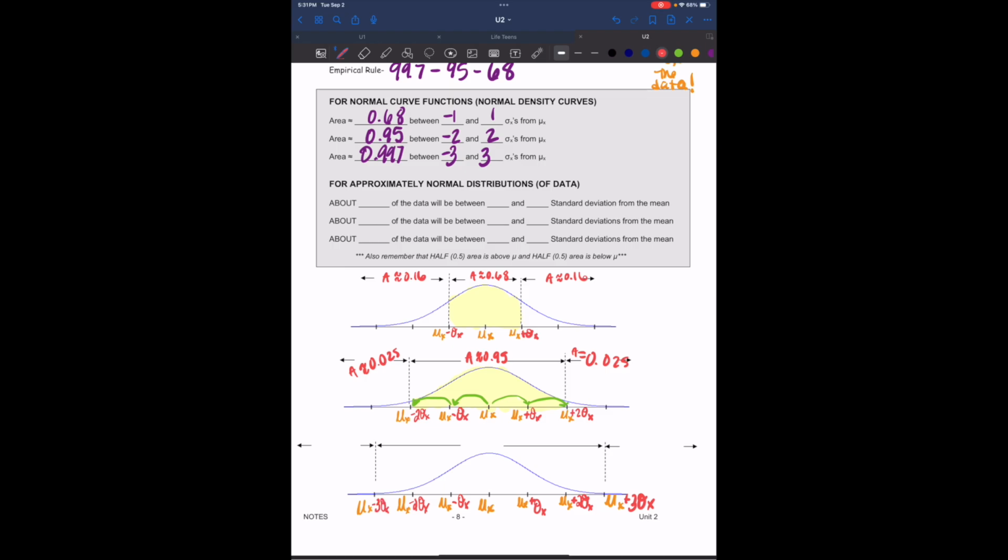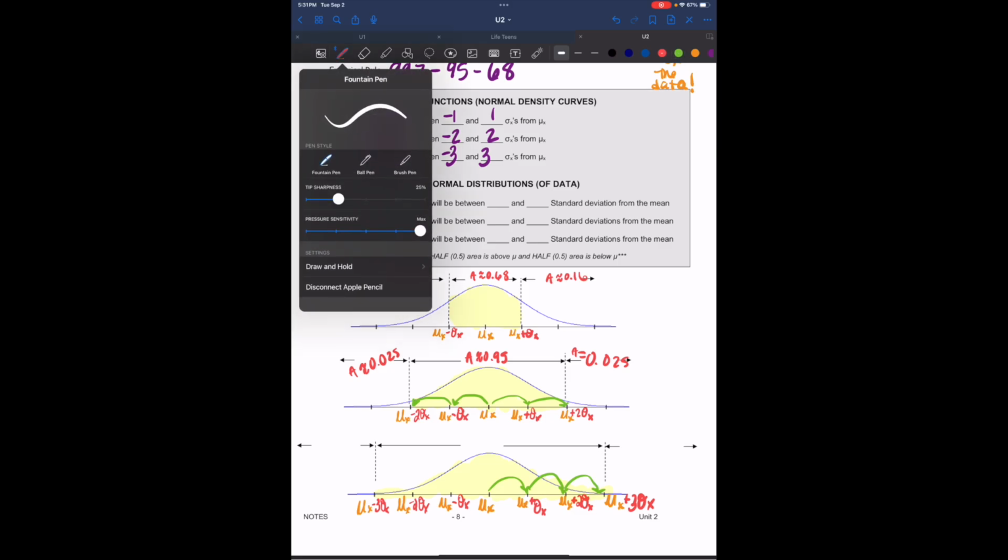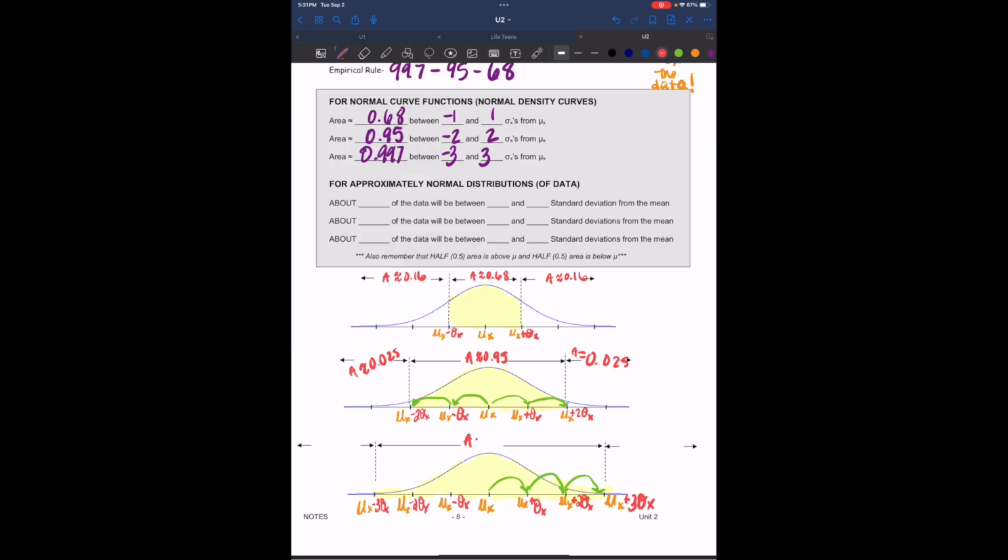Okay, but this time, hopefully you can see, there's a 1, a 2, and a 3, and it goes in both directions. So this time, I would say this chunk of the data from -3 standard deviations all the way up to the 3rd standard deviation consists of a solid 0.997 of the area of the curve, or 99.7% of the data.